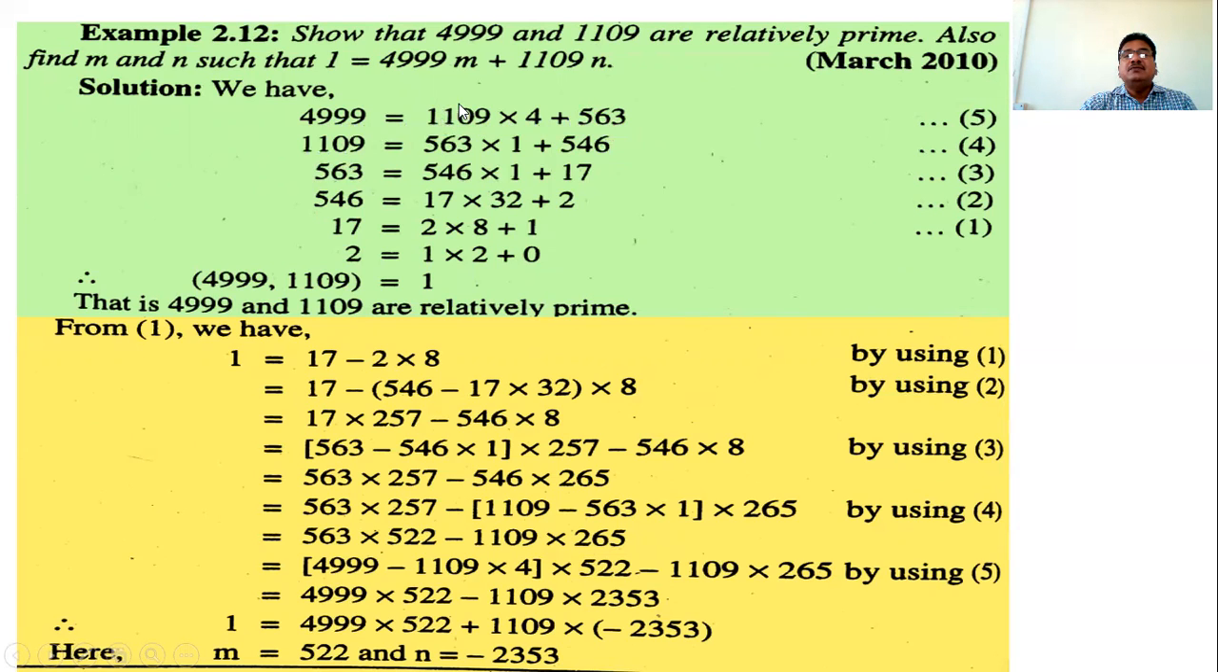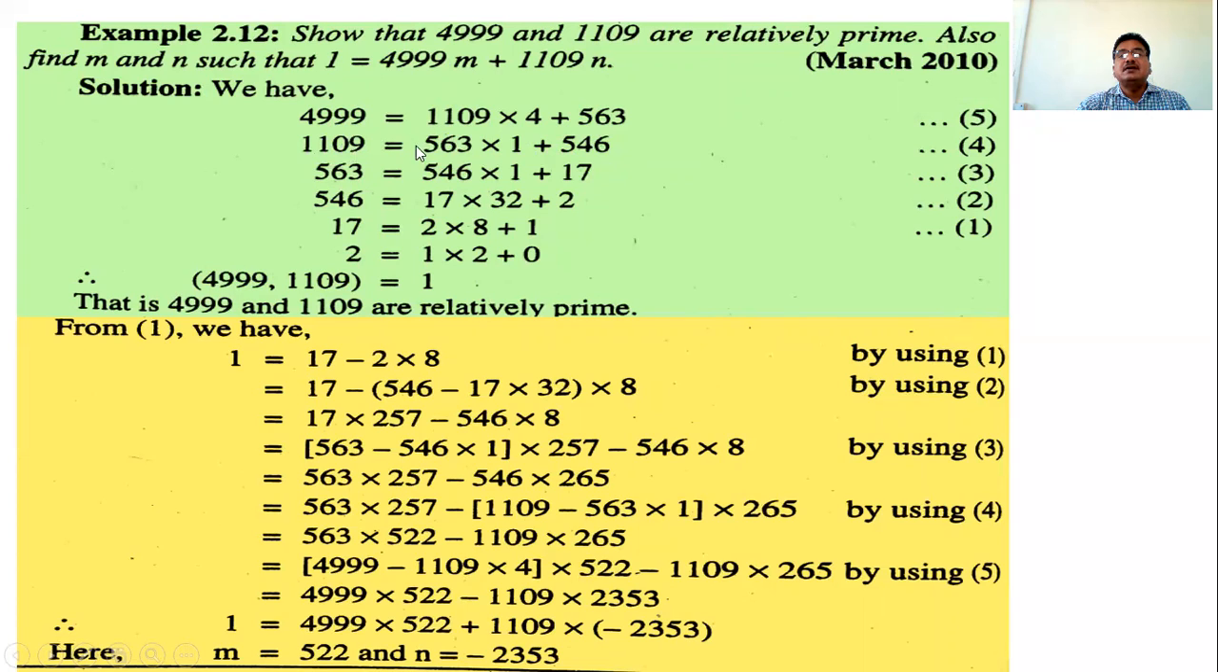Divide 1109 by using this 563. That is, divide the divisor by using the remainder. Then the quotient is 1, because if we divide 1109 by 563 using a calculator, we have the answer 1 point something, and therefore 1 is the quotient. And then 1109 minus 563 into 1 becomes 546.